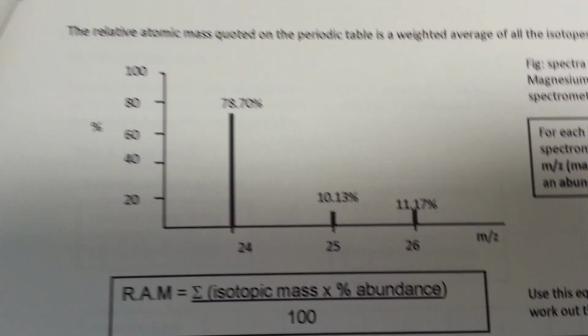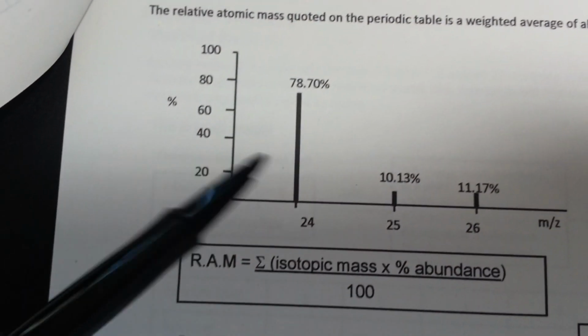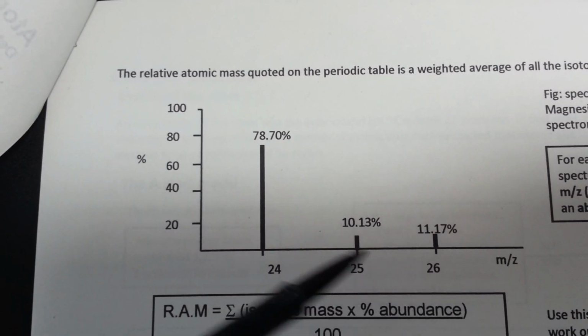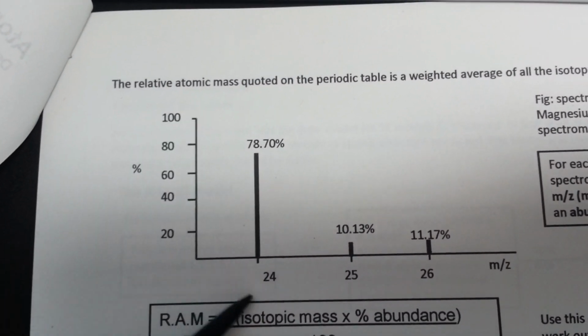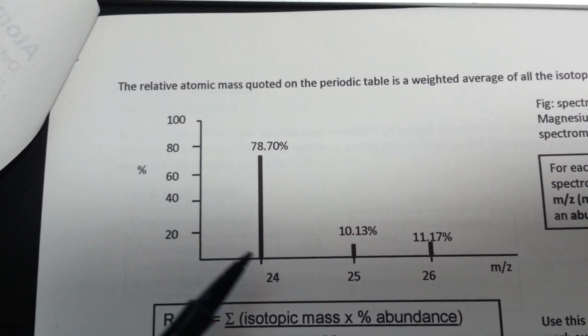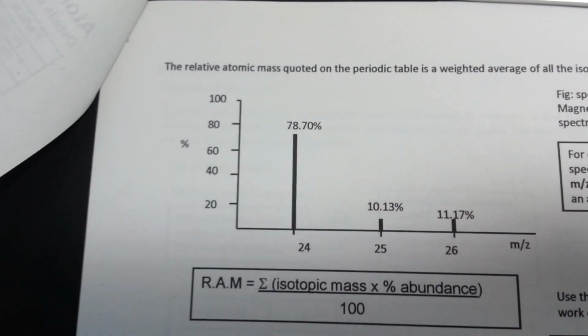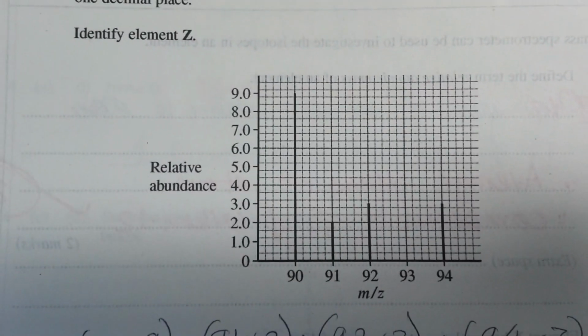Next, we're going to talk about interpreting the graph. If it's just a percentage abundance, you just do 24, which is the mass to charge ratio, times the percentage. You do it for all of them and divide it by 100. Why? Because the percentage abundances all add up to 100. But there are situations where the abundance does not add up to 100.